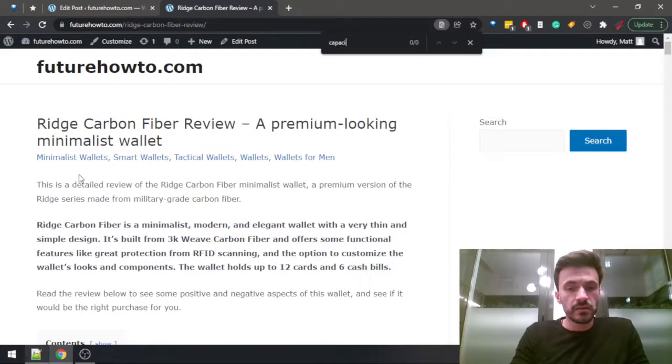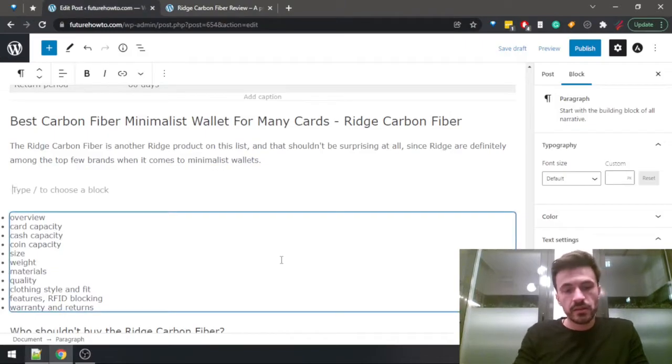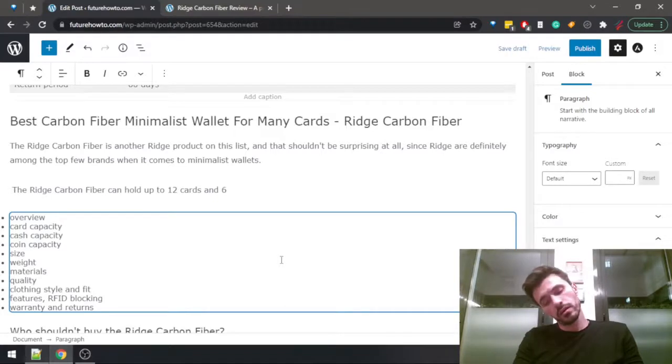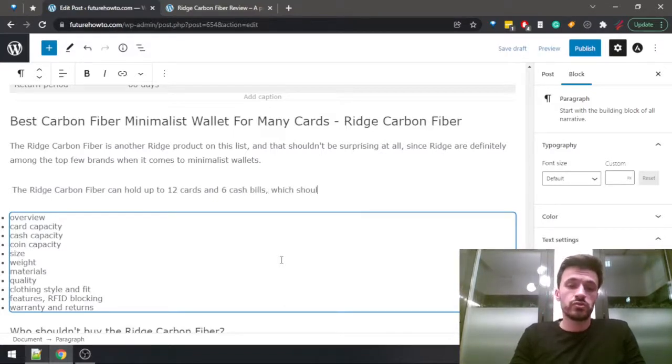Capacity. So I'm seeing here 12 cards and 6 cash bills, let's say that. The Ridge Carbon Fiber can hold up to 12 cards and 6 cash bills, which should be enough for most modern men.